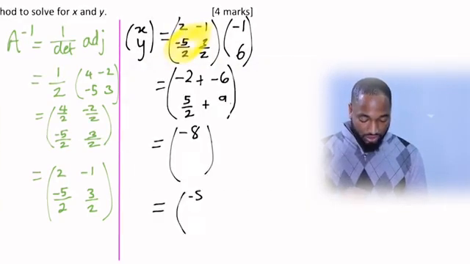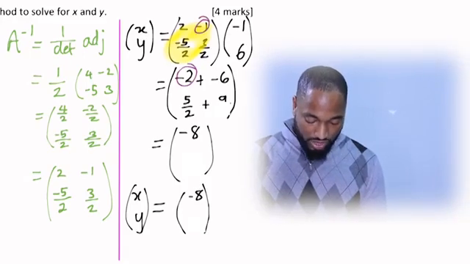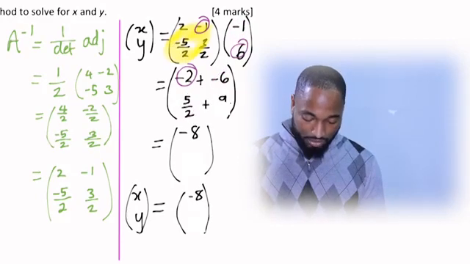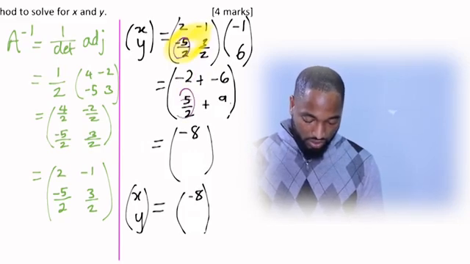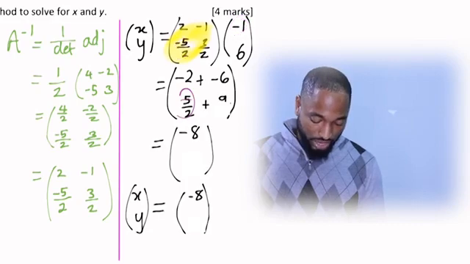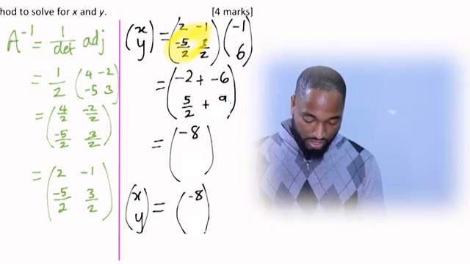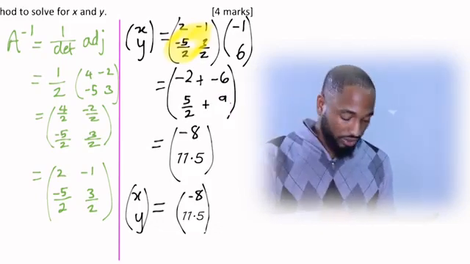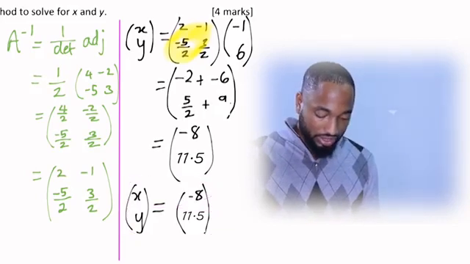So you have 2 by negative 1 giving you negative 2. Negative 1 by 6 giving you negative 6. And a similar pattern takes place here. The negative 5 over 2 by the 1 is going to give you negative 5 over 2. And the 3 over 2 by the 6 is going to give you 9. Add those two together, and all of a sudden, it's going to break down into x is equal to negative 8 and y is equal.